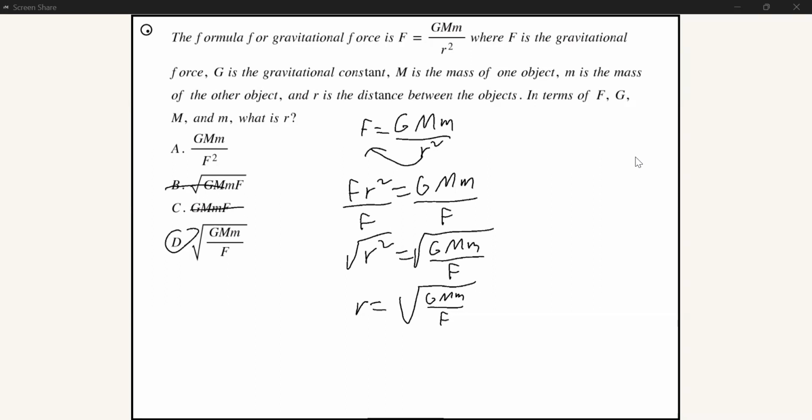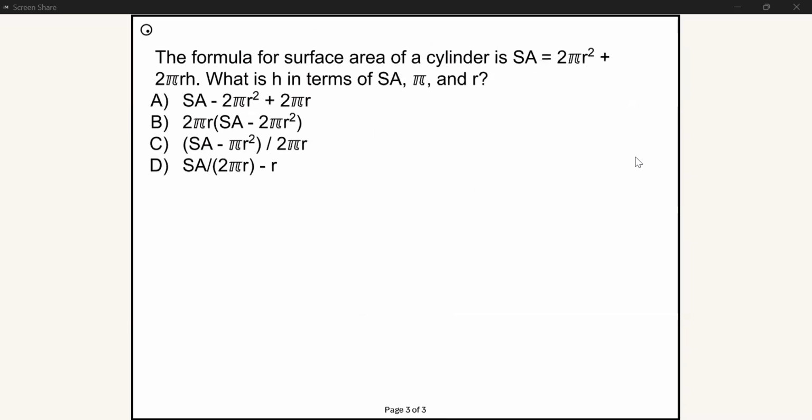Again, looks complicated because there's all these letters and there's squaring and there's fractions, but then when you start going step by step, you see that things get simple quickly. Okay, and then let's go to one more. Different script here, I know.